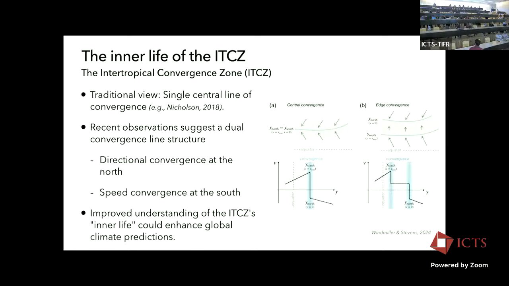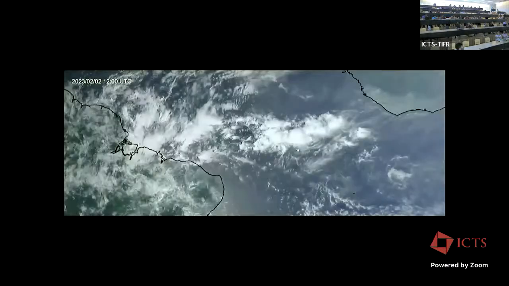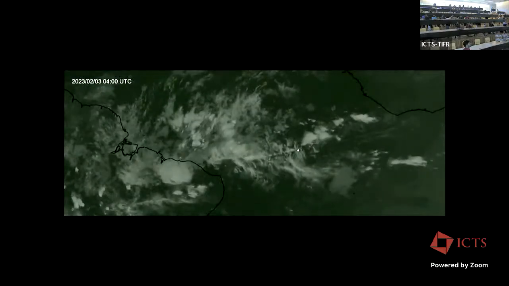Or, I mean, just the fact that we cannot agree on the ITCZ's response to warming, that also probably comes from the fact that we haven't represented the subgrid processes very well. So this is a hypothesis that was presented, that there is a difference between a southern convergence and a northern convergence. And I don't know if this video plays, yes.